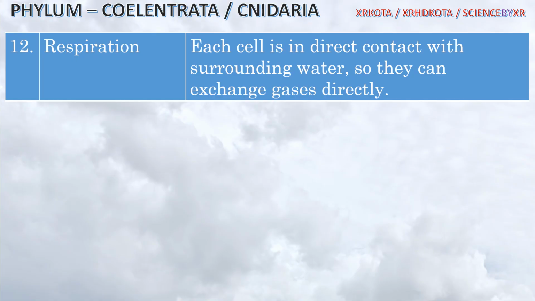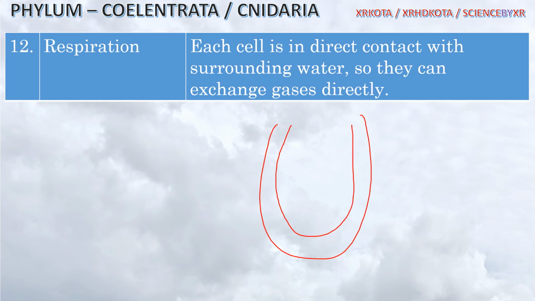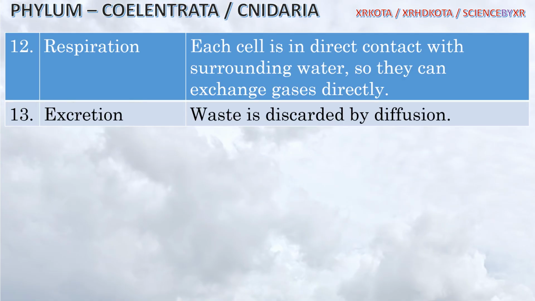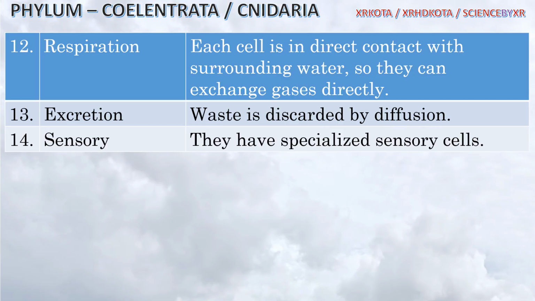Respiration: since each cell is in direct contact with the water, the external cells, the outer layer cells, are in contact with the surrounding water. So they take oxygen and give out carbon dioxide, and the inner layer takes its oxygen and carbon dioxide from the water which is filled in the coelenteron. So each cell is in direct contact with the surroundings, and they are able to exchange gases directly. Excretion is also done by diffusion. Since each cell is in direct contact with surrounding water, they simply discard their waste into the surrounding water.